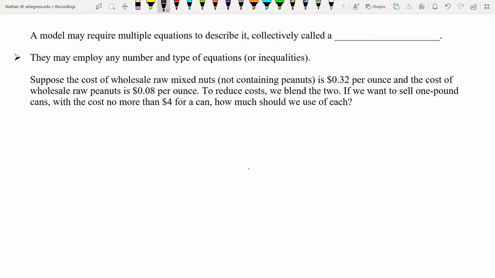A model that you may use to describe some real-world phenomena may need multiple equations to describe it, sometimes infinitely many equations. Collectively, if you combine all these equations together, this is called a system. You don't usually say one equation is a system, but two or more you'd call a system. And of course, these can be not only equations, but also inequalities.